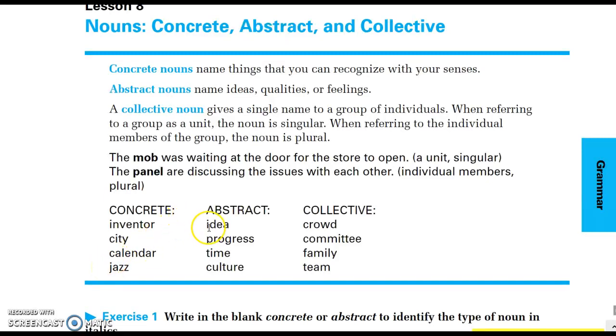There are some examples of abstract nouns: idea, progress, time, and culture. And examples of collective nouns include crowd, committee, family, and team.